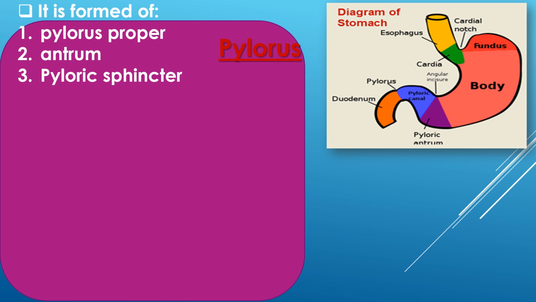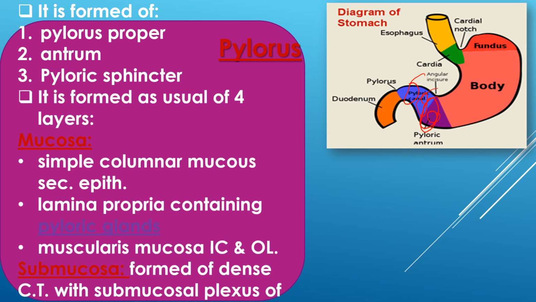Now we are going to talk about the pylorus, which is formed of three parts: the pylorus proper, which is the terminal part, then the antrum, and finally the pyloric sphincter. What is the microscopic structure of it? It will be formed of mucosa, submucosa, muscularis externa, and finally serosa. Here, mucosa is like that of the fundus. It is simple columnar mucus secretory epithelium resting on lamina propria. Here, there is no fundic gland. There is pyloric gland, and we have to know the difference between fundic gland and pyloric gland.